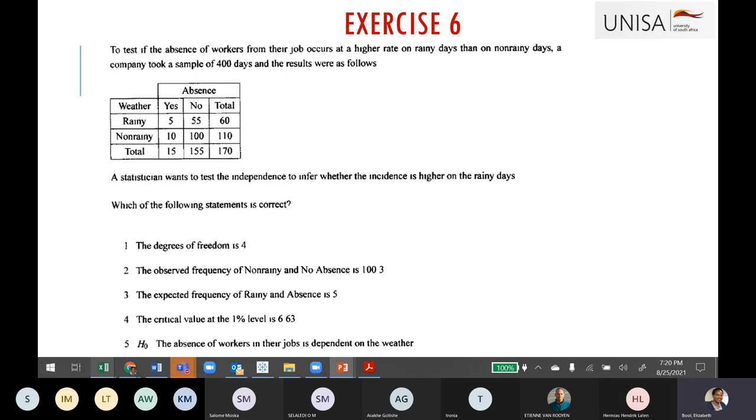Exercise 6. To test if the absence of workers from their job occurs at a higher rate on rainy days than non-rainy days, there is your sample of 400 days taken. A statistician wants to test the independence to infer whether the incidence is higher on the rainy days. So is rainy day related to absenteeism? Weather and absenteeism, are they independent? Which of the following statements is correct? I'm used to seeing incorrect, but yeah, we're looking for the correct statement.